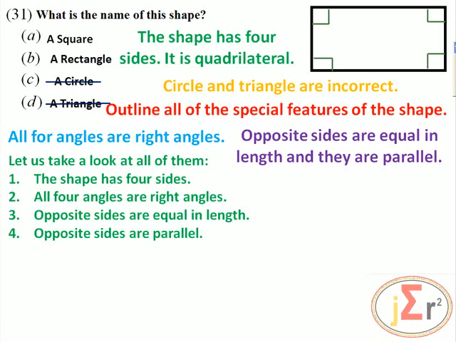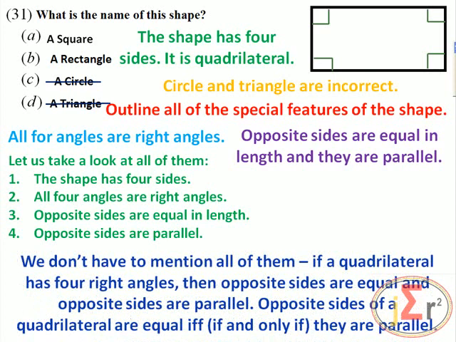Opposite sides are parallel. We don't have to mention all of them. If a quadrilateral has 4 right angles, then opposite sides are equal and opposite sides are parallel. Opposite sides of a quadrilateral are equal if and only if they are parallel.